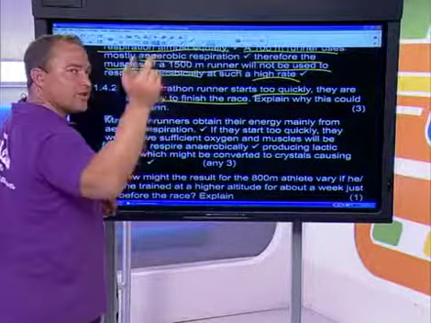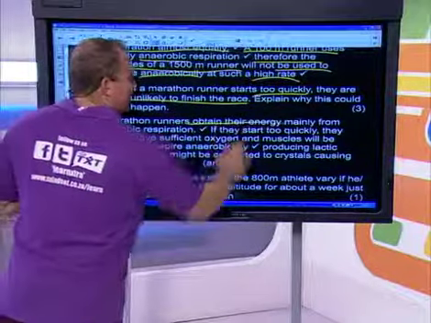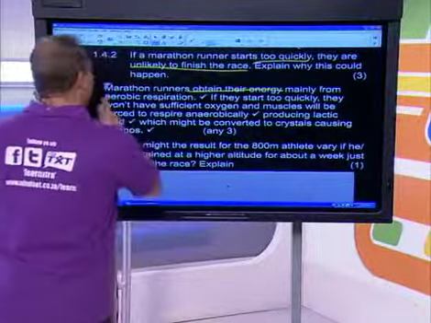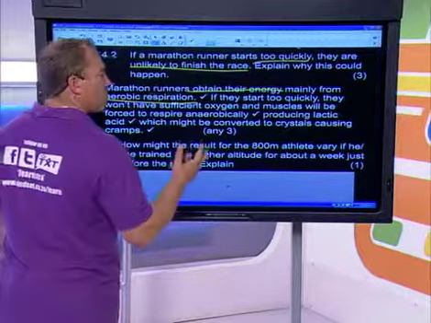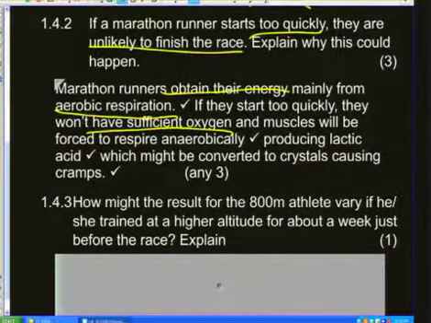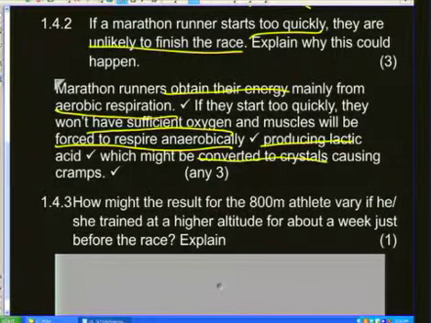Well, if Looney's right, should I say. Okay, the marathon runner obtains their energy mainly from aerobic respiration. If they start off too quickly, they won't have sufficient oxygen and the muscles will be forced to use anaerobic respiration, which produces lactic acid, right? Which might be converted into crystals, causing cramps. So if you start off too fast and you're not used to running at that rate, it's going to cause cramps. That's why you have to train to do running. Your body's going to do that in the beginning, but your body gets used to taking the right amount of oxygen to work at it.